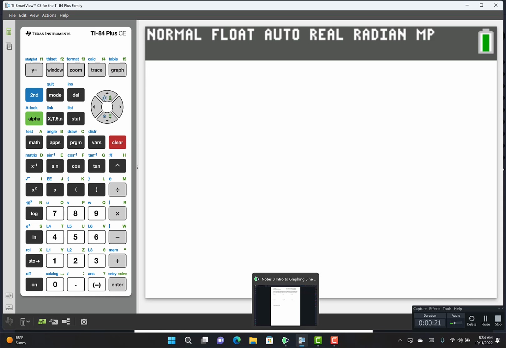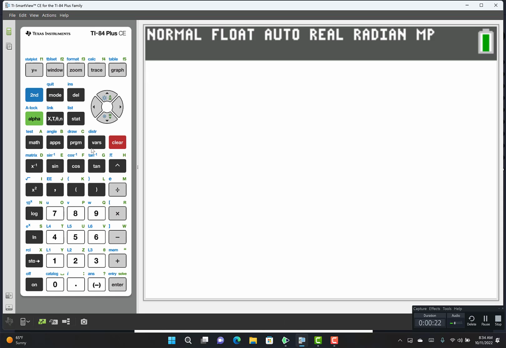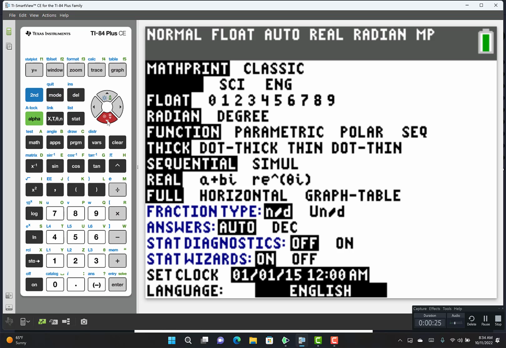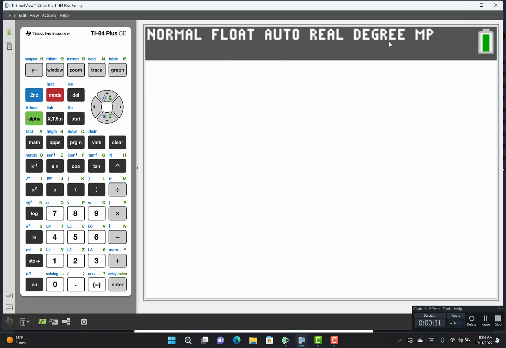All right, the first thing you're going to do, guys, turn the radian mode into degree mode. So click on mode, and then click on degree, enter. If you have a brand new calculator, it'll say degree, but if you have the older ones, you got to make sure that it says degree.